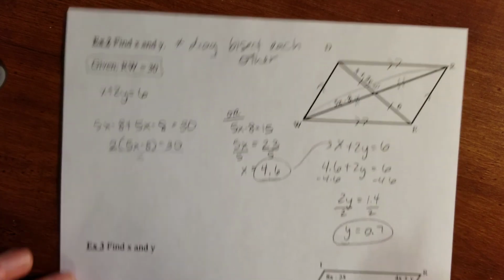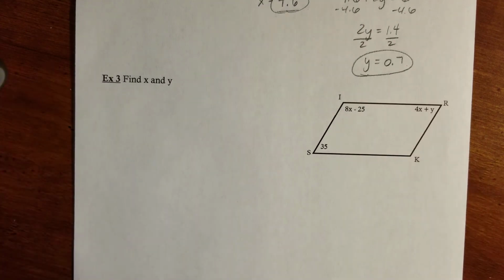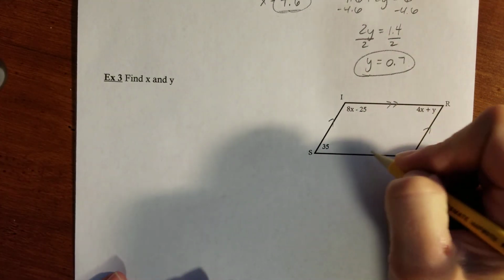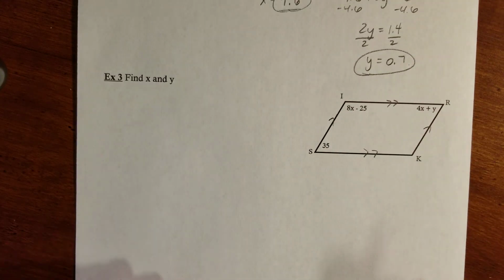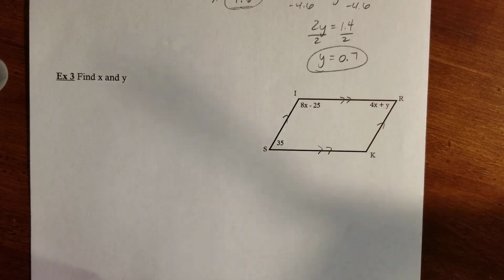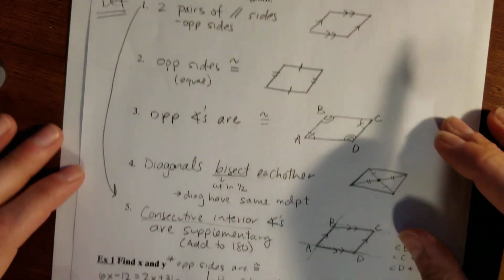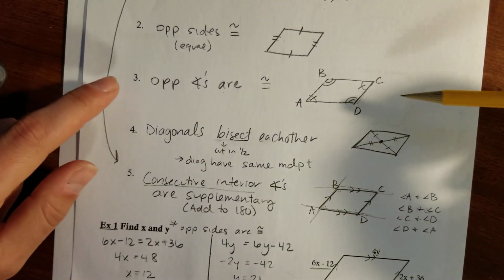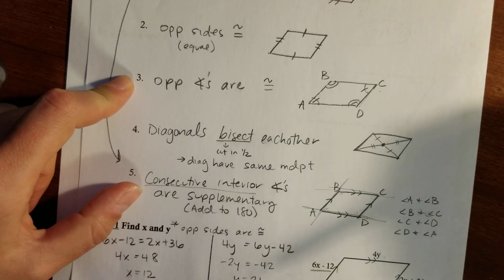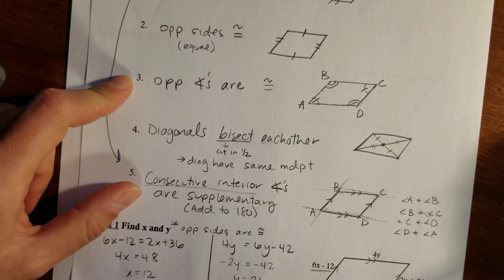All right, last example here. We've got another parallelogram. We are going to find x and y again. So let's take a look at what we have. So this time we have angle measurements. So let's look at our angle measurements properties. So we have a couple. We have opposite angles are congruent, and we have consecutive interior angles are supplementary.